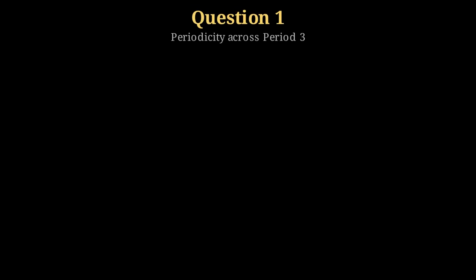Let's take our time and work through question 1 together. This whole question is really one story. As we move across period 3 from magnesium to chlorine, the atoms get smaller, they hold their electrons more tightly, and they slowly change from metals into non-metals. Keep that trend in mind, and every part falls into place.